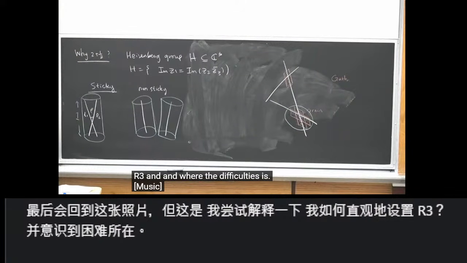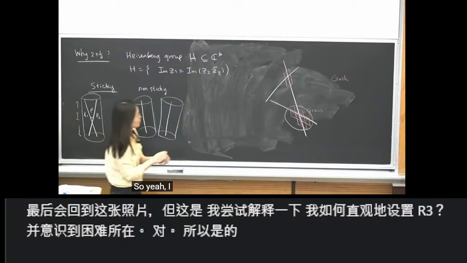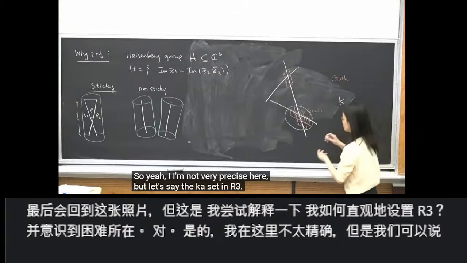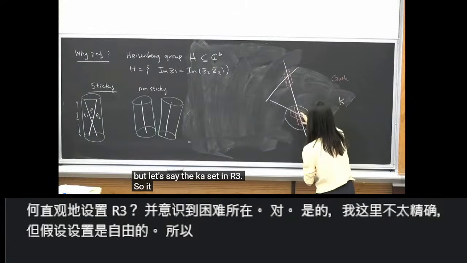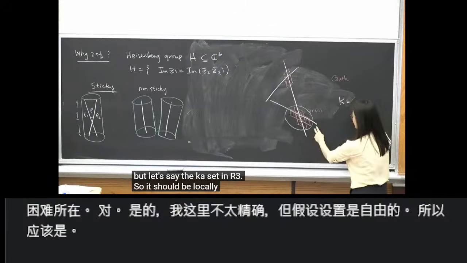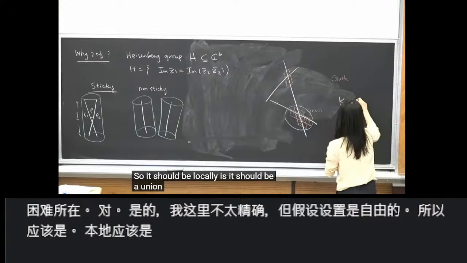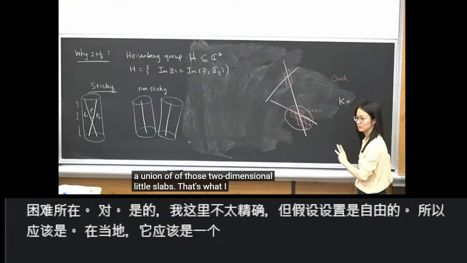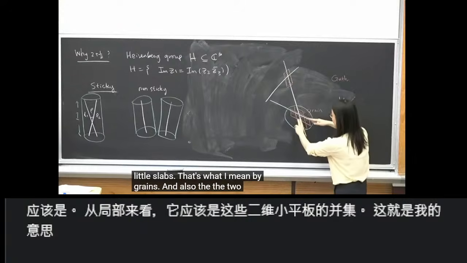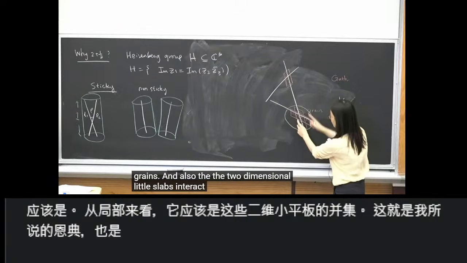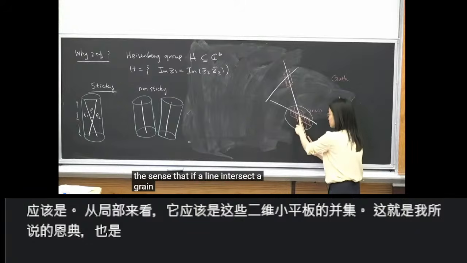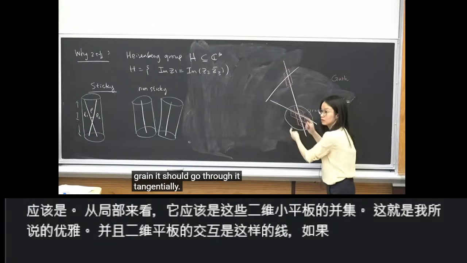Explain what the grain is. So, I'm not very precise here, but let's say the Kakeya set in R3. Locally it should be a union of those two-dimensional little slabs. That's what I mean by grains. And the two-dimensional little slabs interact with the line in the sense that if a line intersects a grain, it should go through it tangentially.